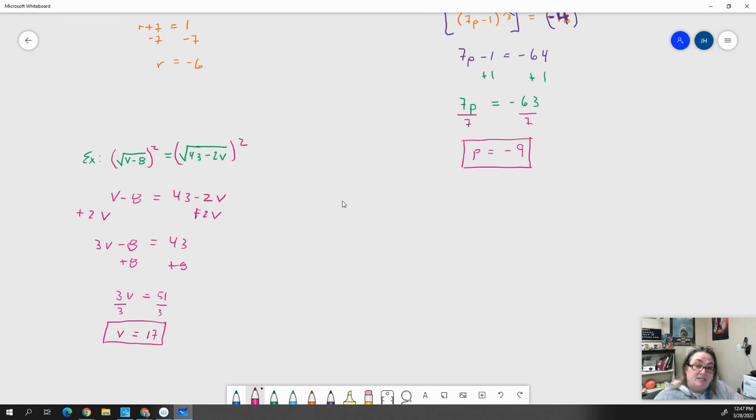So if you see something where you have square roots on both sides, that's all you have to do, just square both sides. That's pretty much as complex as it's going to get for you.